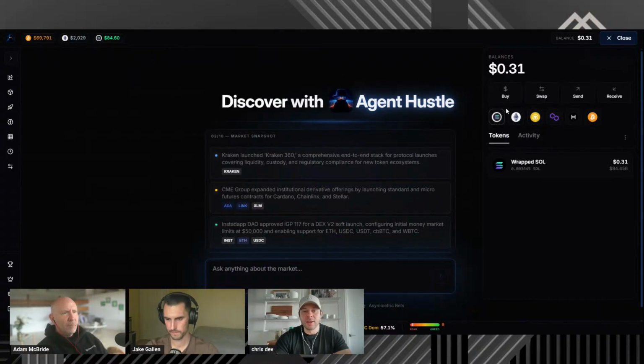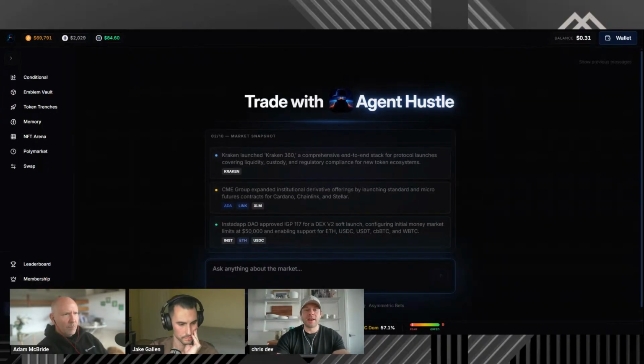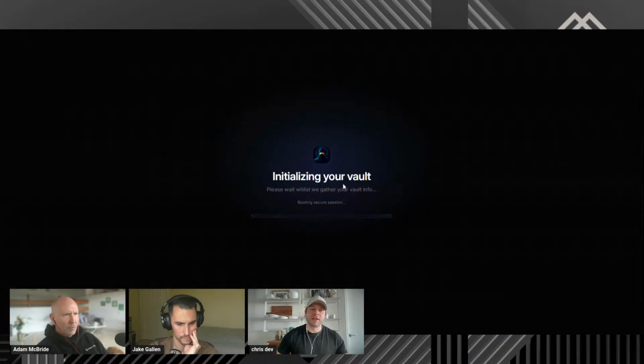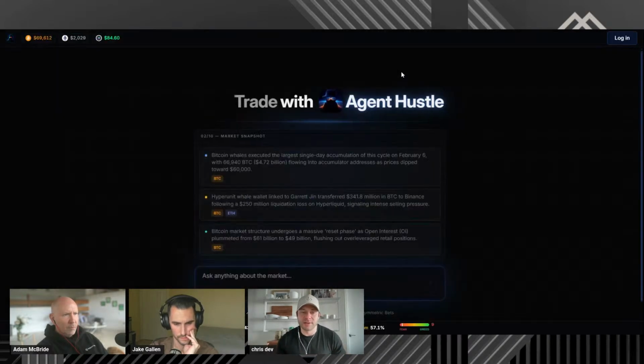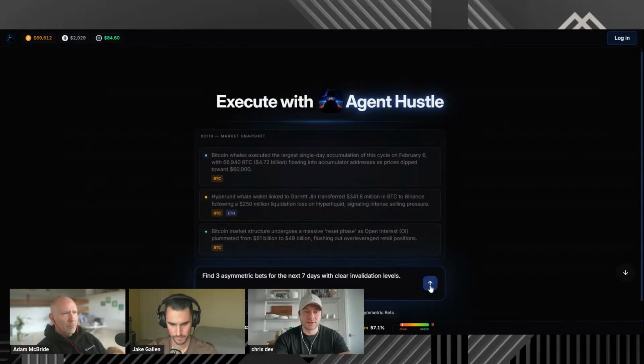We added a pretty cool interactive market pulse right when you sign in. Based on what you're inputting in Hustle over time, that interactive market pulse will reflect what you're looking for every time you log in. So if you're searching for meme coins a lot, when you log in, it'll switch over and give you the most relevant meme coin data and things of that nature.